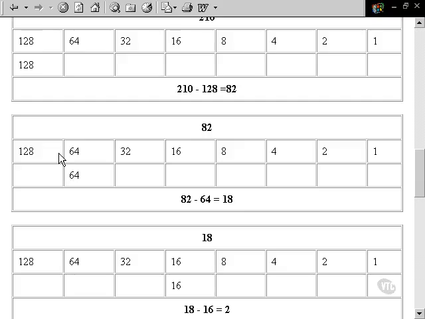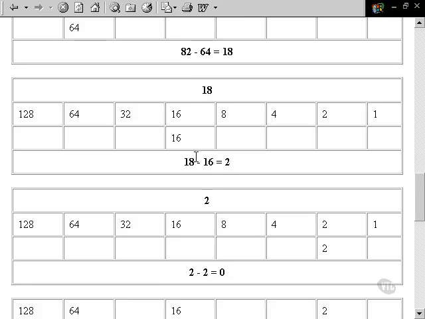I take my 82 in this segment here, and I look at my binary chart. I say, what is the highest number that I can subtract from it? I go up, I go up, I go up. 64 I can subtract, but I cannot subtract 128. So I subtract 64. Okay, so I have an item here as well. I remember that I had that item here, just like I had the item here from the previous. And I take 82 minus 64, and this equals 18.